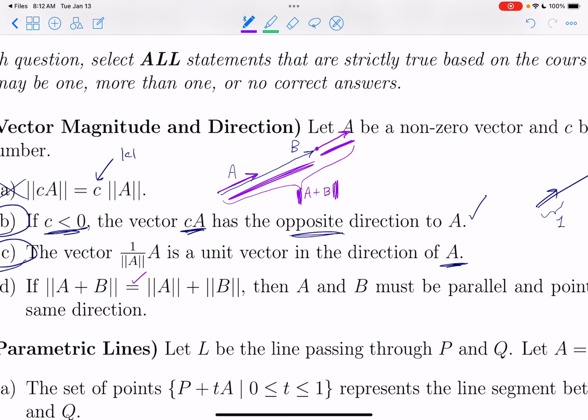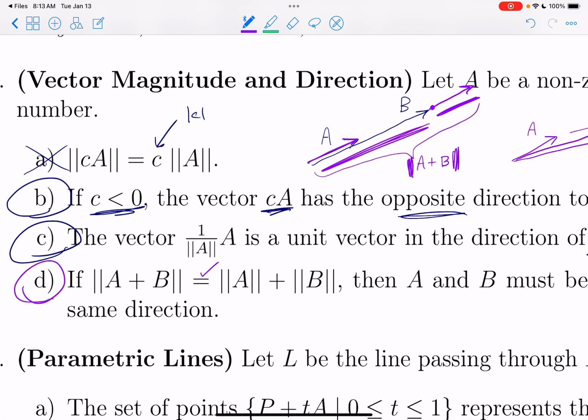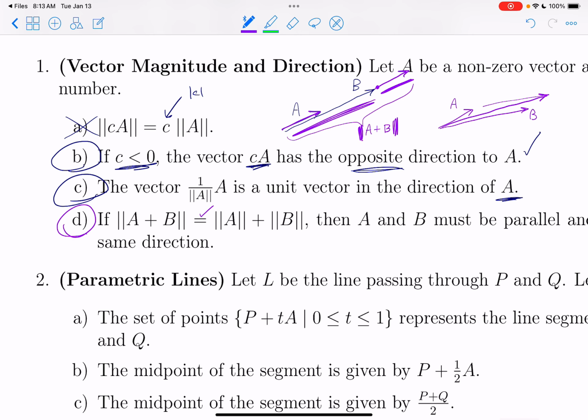Now, if they point in any other way, like if this was A and this was B, then you see A plus B is going to be that vector, and it's going to be slightly shorter than the length of A plus the length of B because it's turned. So this is true. Okay.